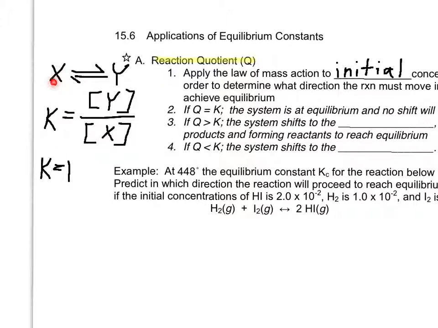Now, if X starts out much greater than Y, that makes our value much, much smaller than 1, and our reaction is going to shift in this direction over to Y naturally, making Y bigger and X smaller until our value is equal to 1. And so what we're doing is comparing initial concentrations to the ratio of our final concentrations to figure out what direction the reaction is going.